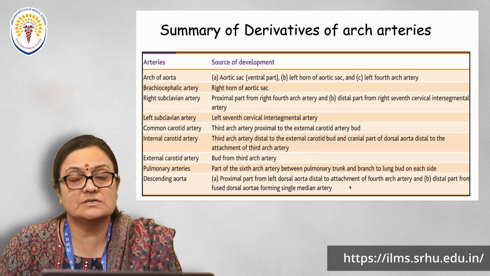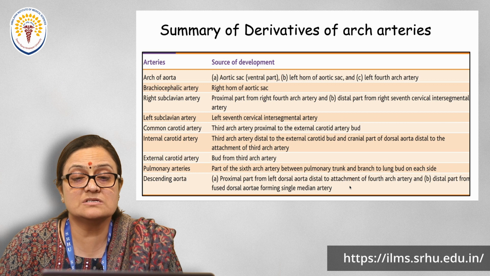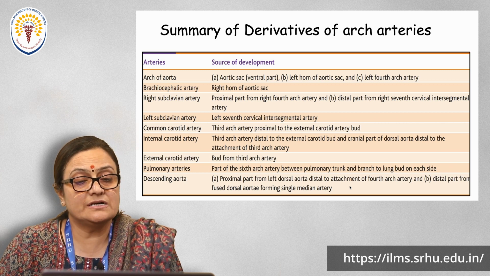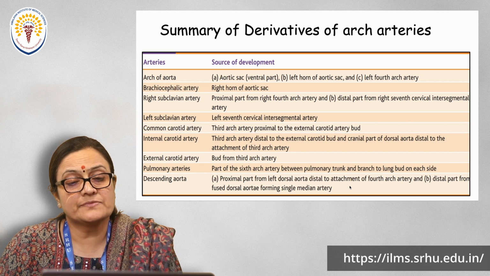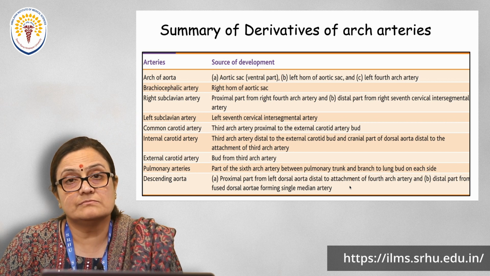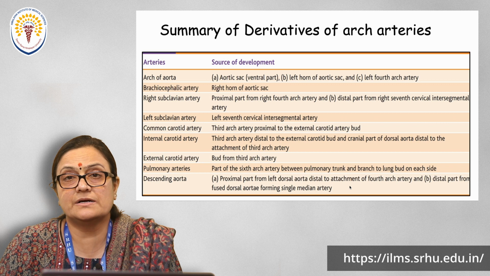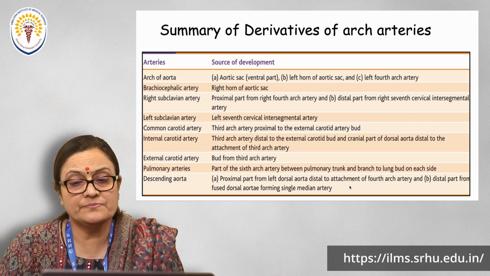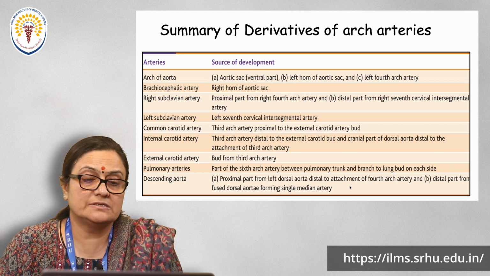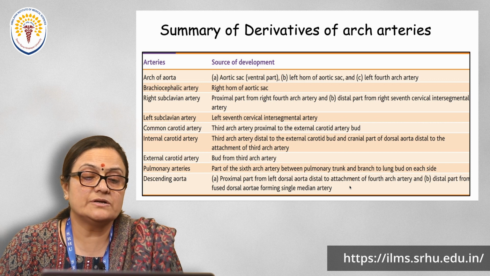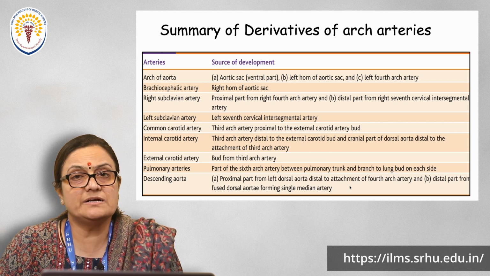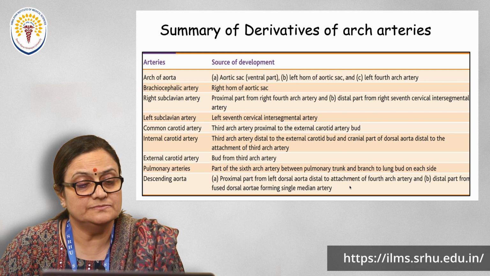Common carotid, we all know, third arch artery, but it should be proximal to the external carotid artery bud. Now, internal carotid artery is again third arch artery, but distal to the bud, with an additional contribution from the cranial part of the dorsal aorta, which is distal to the attachment of the third arch artery. External carotid is a separate, independent bud arising from the third arch.